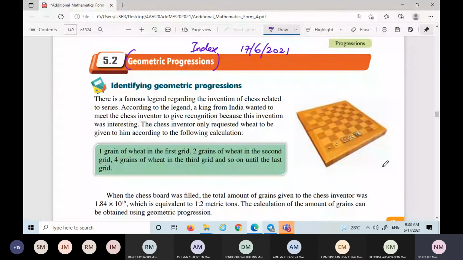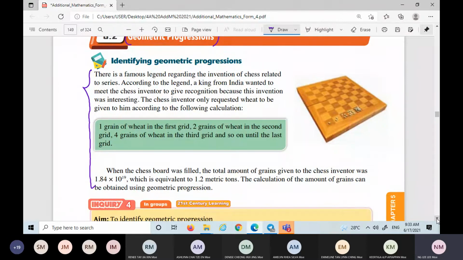Okay, so geometry progressions. This story actually is quite fun though. Okay, you can go through this story. Okay, I wait for a while. You can go through this story. This is a very smart man.